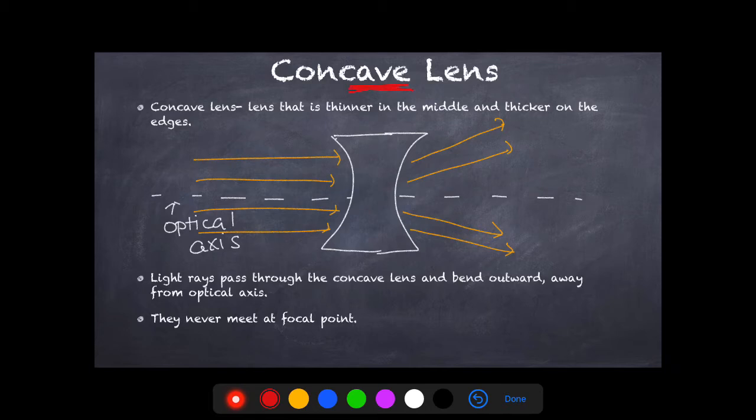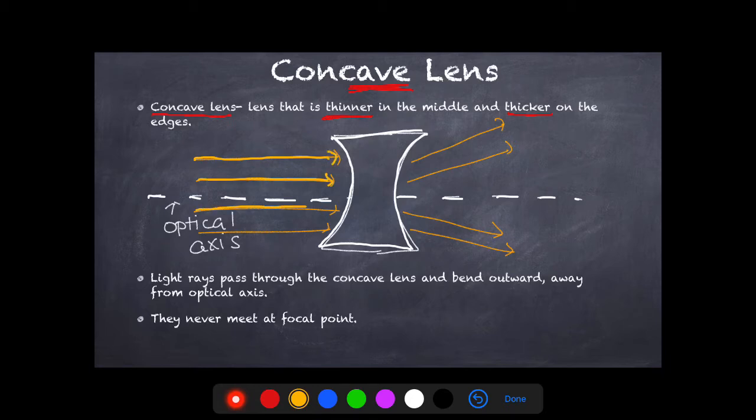Let's talk about concave lens. So remember, concave means that it's going inward, like a cave, like you would walk into a cave. So a concave lens is a lens that is thinner in the middle and thicker on the edges, okay? So you can see my image here. I have a concave lens, and it is definitely thicker on the edges and thinner in the middle. I also have an optical axis that is going through the middle. I'm hitting it perpendicularly to the center, and I have light rays that are coming in.